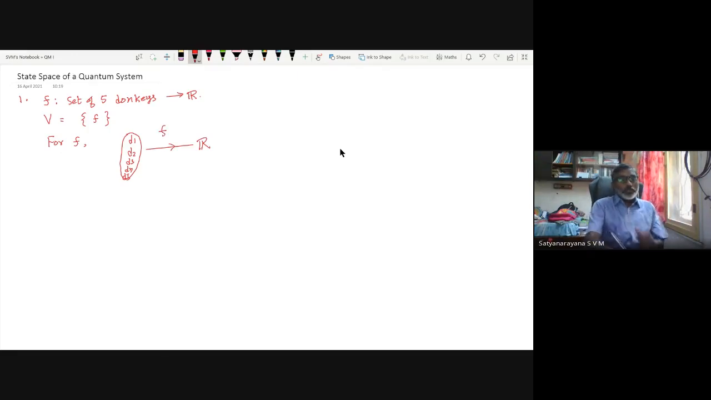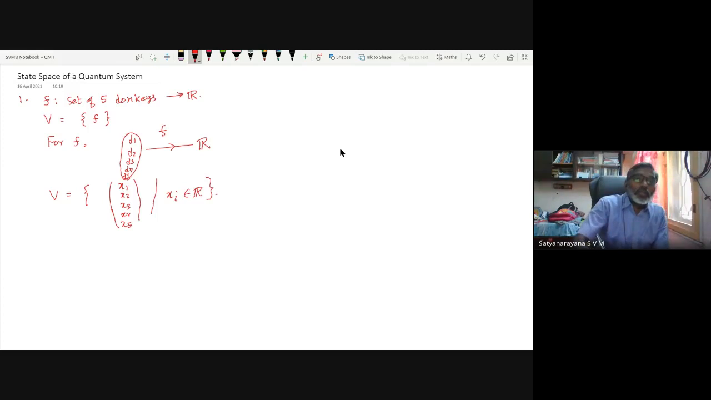So what does that mean? What is this V? V is basically, for each donkey I have to have one real number. So x1, x2, x3, x4, x5. For each donkey I assign a real number such that xi is a real number. Okay, so this is a vector space. You can verify all the axioms will be satisfied. This is a vector space.